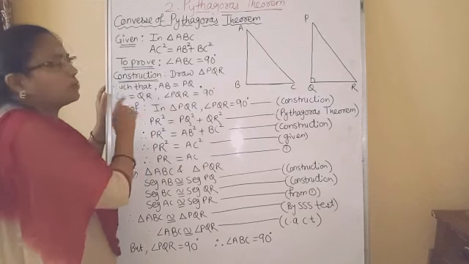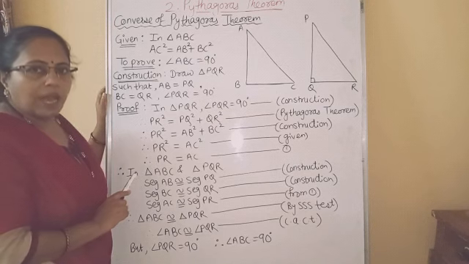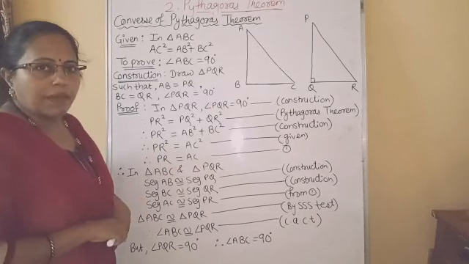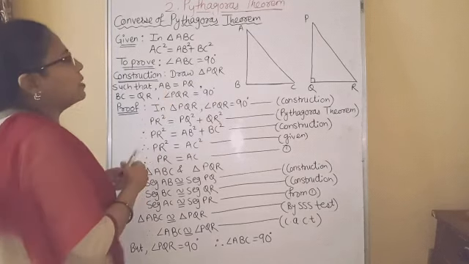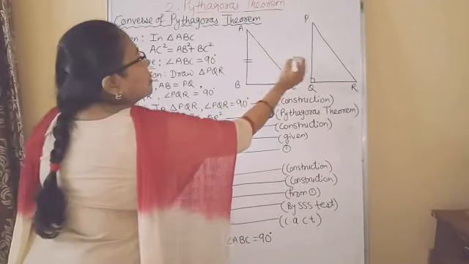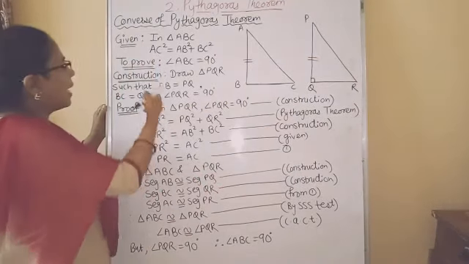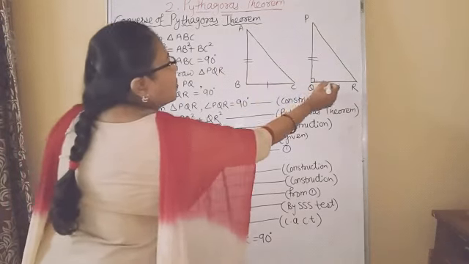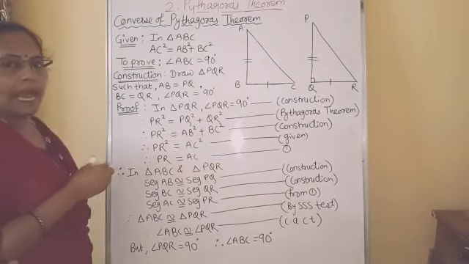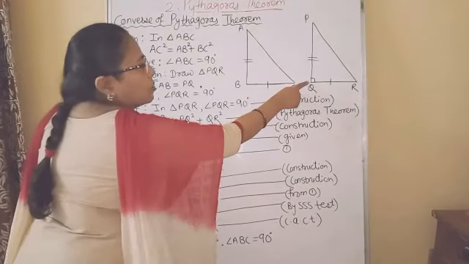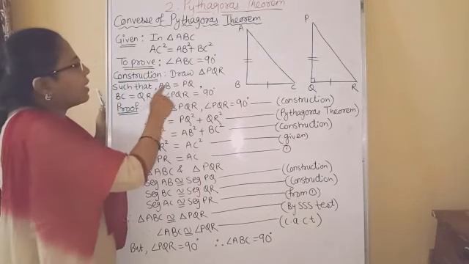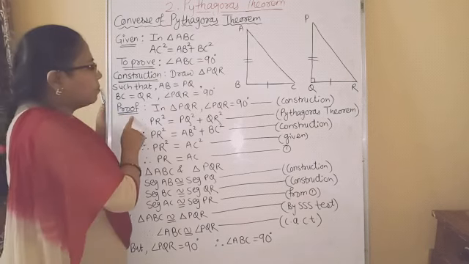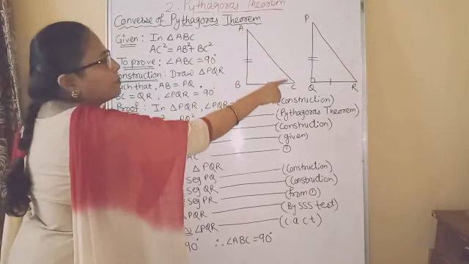Now to prove this, we have to do construction. We have to draw one more triangle PQR in such a way that AB is equal to PQ, BC is equal to QR, and angle Q is equal to 90 degree. This way we have to do the construction. Okay. Now let's start the proof with our constructed triangle PQR.